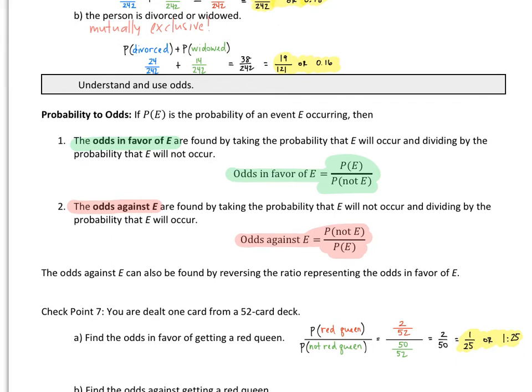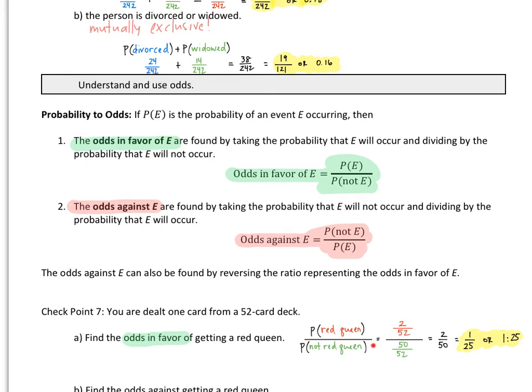So let's take a look at this first example. We are dealt one card from a 52 card deck. What we want to know is the odds in favor of getting a red queen. Looking up here, for odds in favor, I want the probability of getting a red queen over the probability of not getting a red queen. Thinking about a deck, there are 2 red queens out of 52.